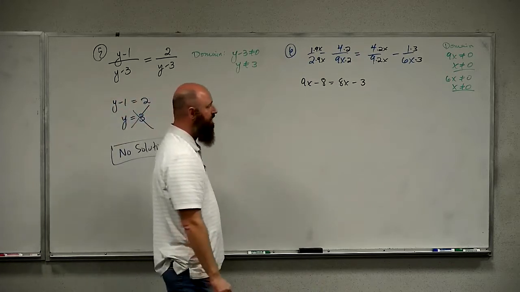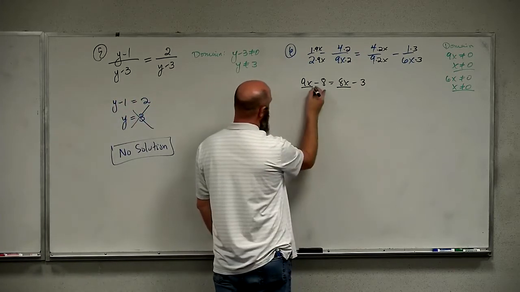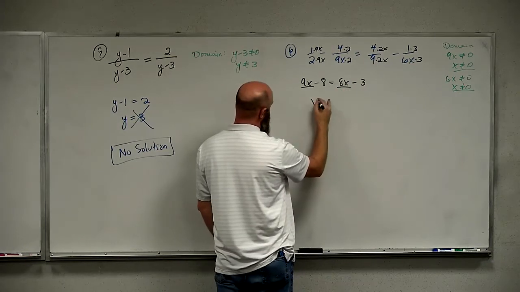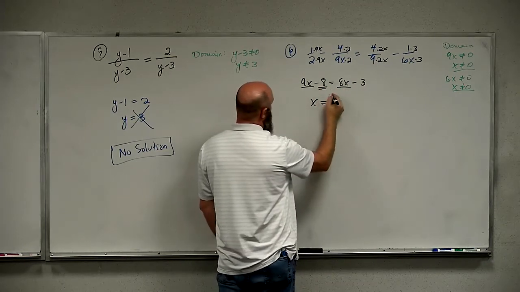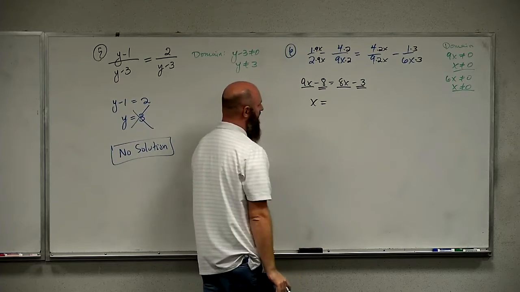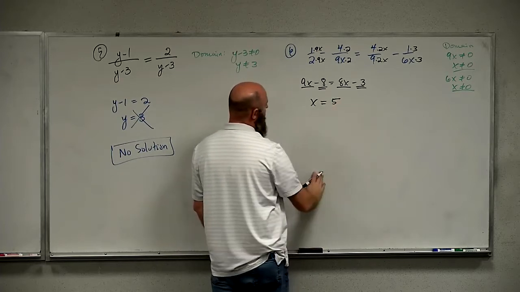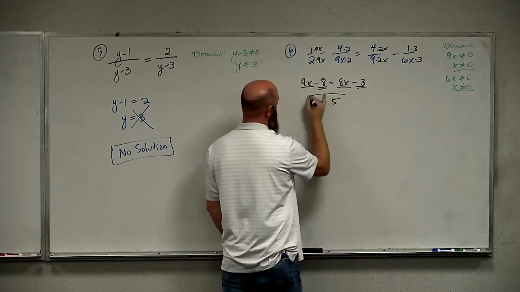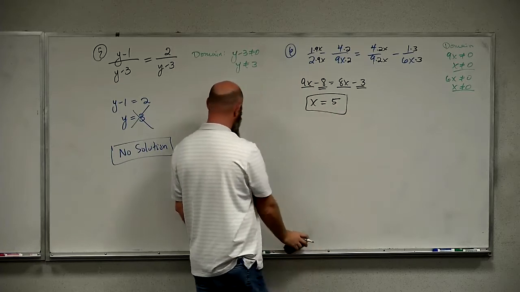So now we solve. So I'm going to move the 8x over with the 9x. So minus 8x gives me 1x. And then I'm going to add 8 to -3, and I'm going to get 5. 5 is not 0, so that is our solution.